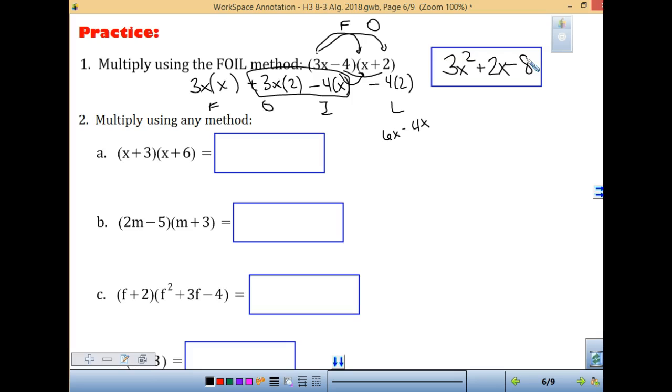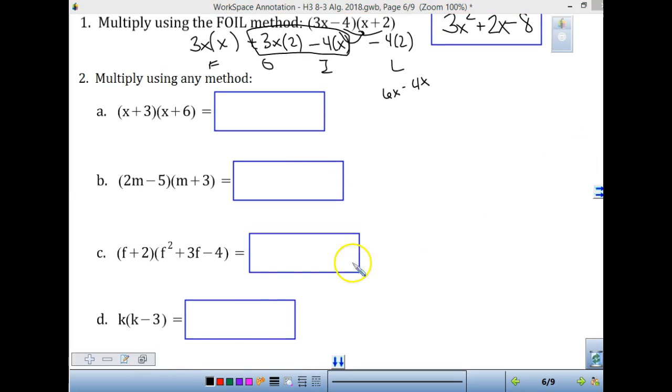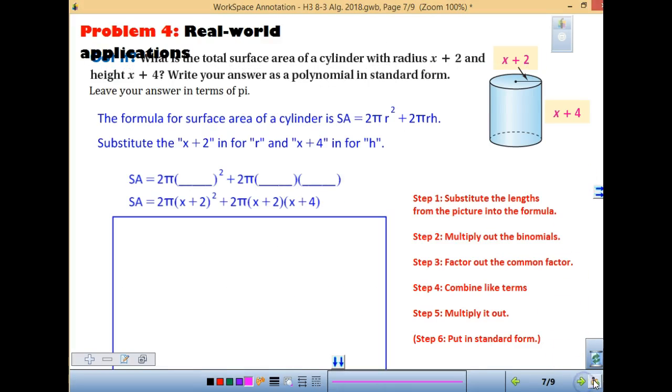For the next problems, I would like you to try doing whichever method, and I'm going to have people come up and put them on the board after you've done them. So put the names, and as we look at this last problem, it says, what is the total surface area of a cylinder with a radius of x plus 2 and a height of x plus 4? Write your answer as a polynomial in standard form. Leave your answer in terms of pi, so it will be exact.